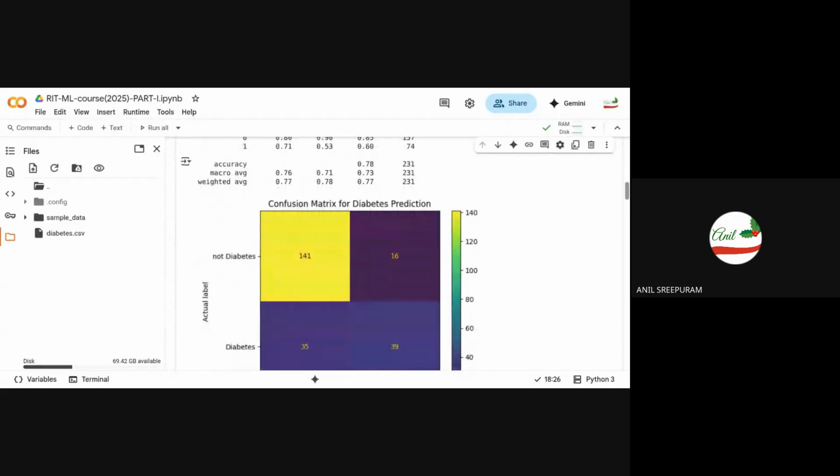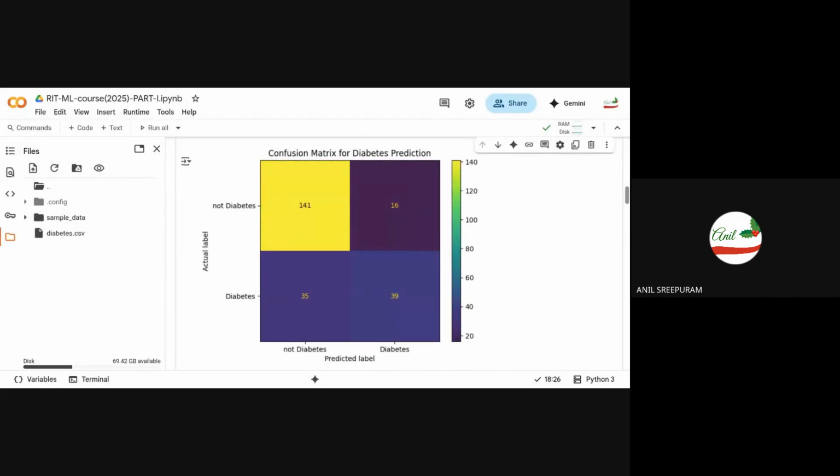So this is, you can see a diagram. Actually, this is showing a matrix, namely a confusion matrix. And this confusion matrix is for a binary classifier. It is a 2 by 2 matrix, which is the graphical representation of the performance of your model.